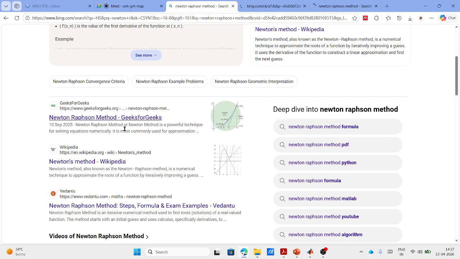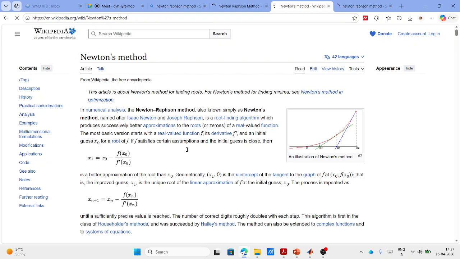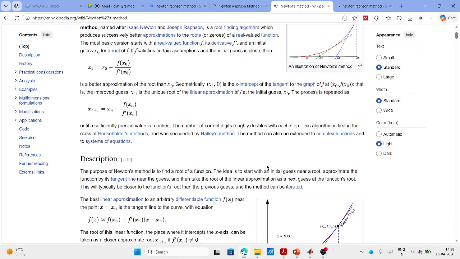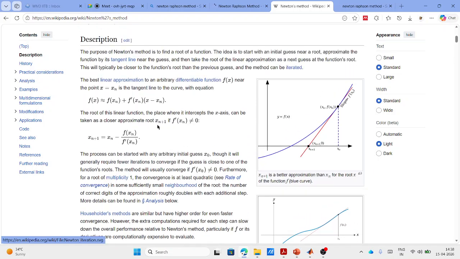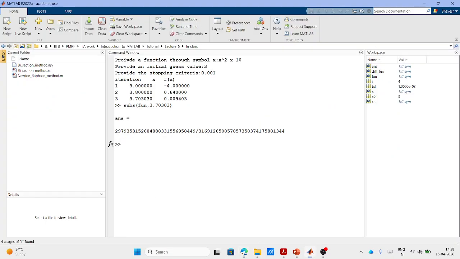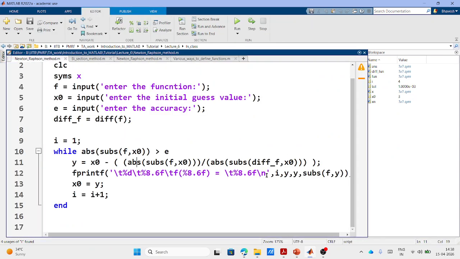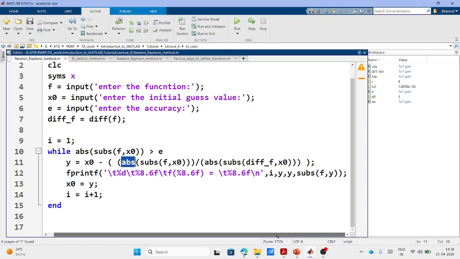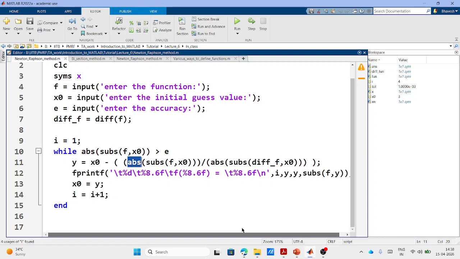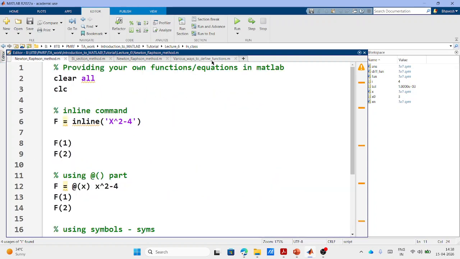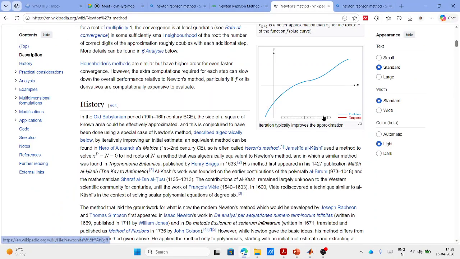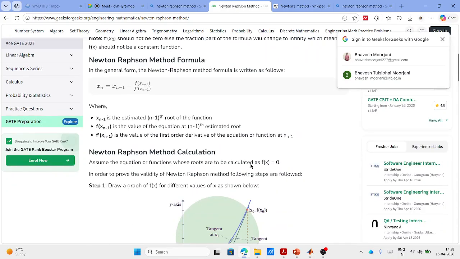let me go to Wikipedia to check. So this is the equation that we are following. X of n plus 1 is equal to xn minus fx divided by f dash xn. So why is it not showing me the correct results? I'm putting absolute here. Just give me a minute, I just have to figure it out. Yeah, this should work without an issue.